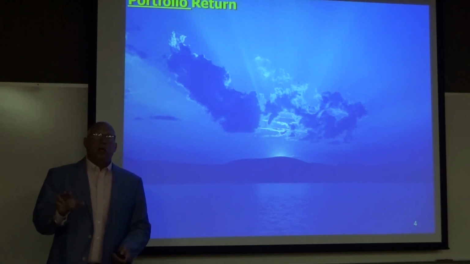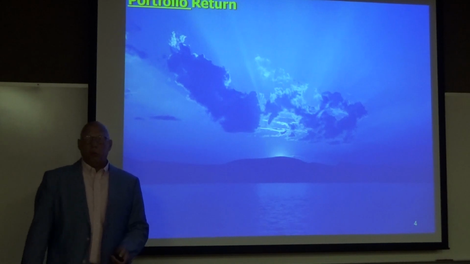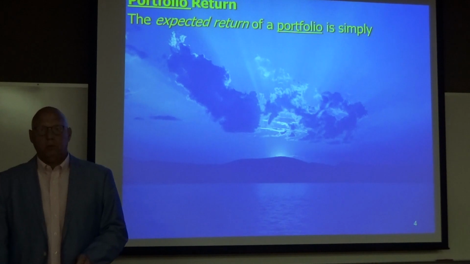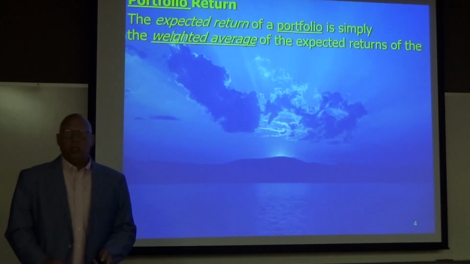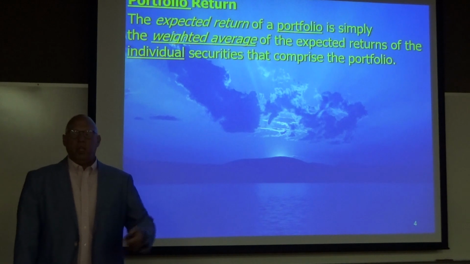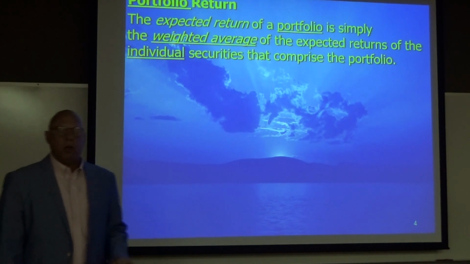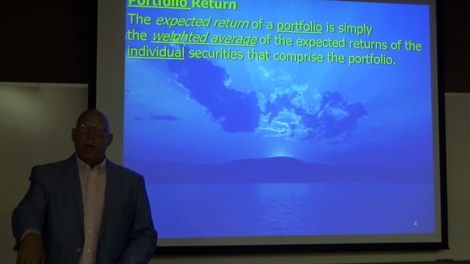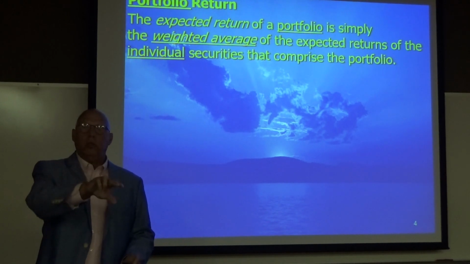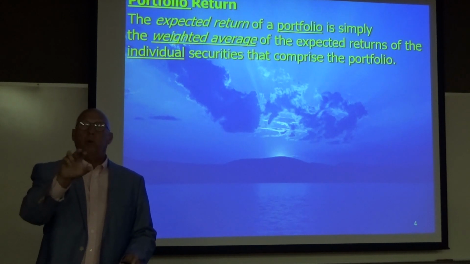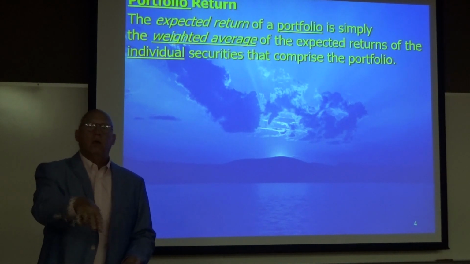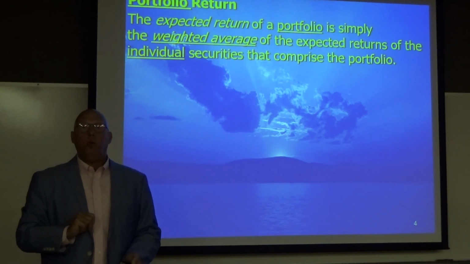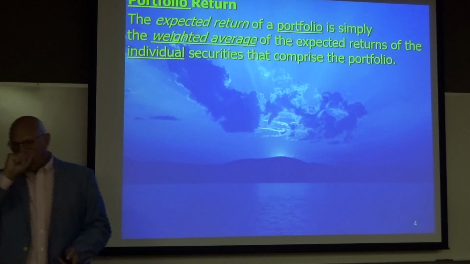So let's move from a specific security return to a portfolio return. The expected return of a portfolio is simply the weighted average of the expected returns of the individual securities that comprise the portfolio. So if you have an expected return for each security in the portfolio, and you have a weighting for each security in the portfolio, then you multiply the weighting of each security by the expected return of that security, sum them up, and you will get an expected return for the portfolio.